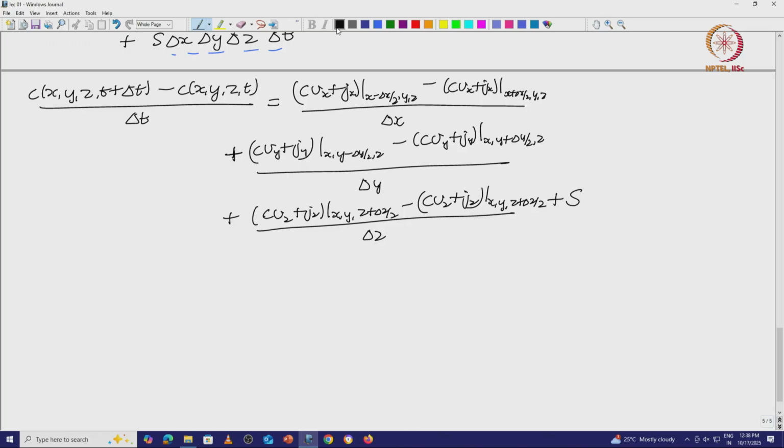The term on the left is a partial derivative with respect to time. Note that for a partial derivative, you keep x, y and z constant and vary time by a small amount delta t and take the difference. So, the left side is partial C by partial t. On the right side, I have the concentration at x minus delta x by 2 minus the concentration at x plus delta x by 2 divided by delta x. So, this is equal to minus d by dx of C Vx plus Jx.